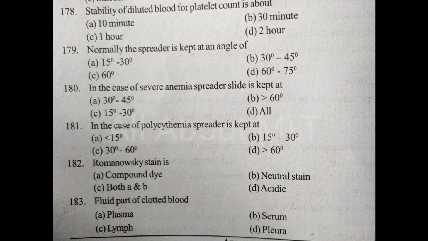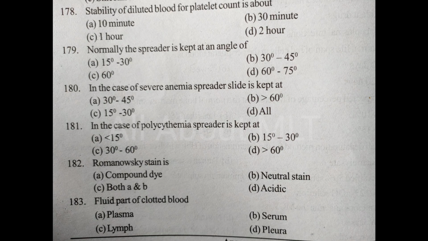Normally, the spreader is kept at an angle of option A 50 degree to 30 degree, option B 30 degree to 45 degree, option C 60 degree, option D 60 to 75 degree. And the answer is option B 30 to 45 degree. In the case of severe anemia, spreader slide is kept at option A 30 to 45 degree, option B greater than 60 degree, option C 15 to 30 degree, option D all of the above. And the answer is option B greater than 60 degree.